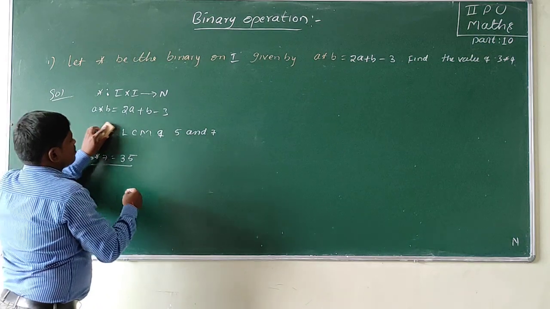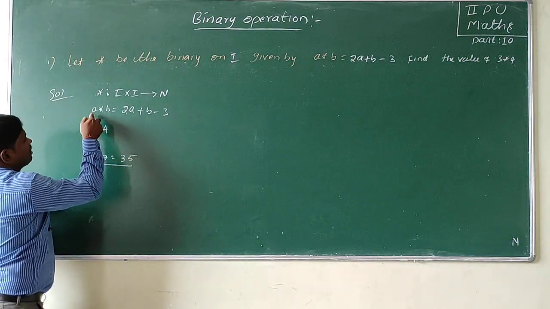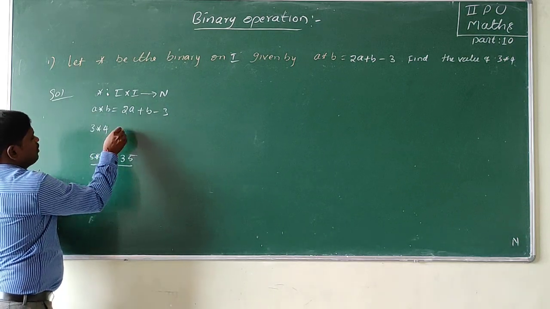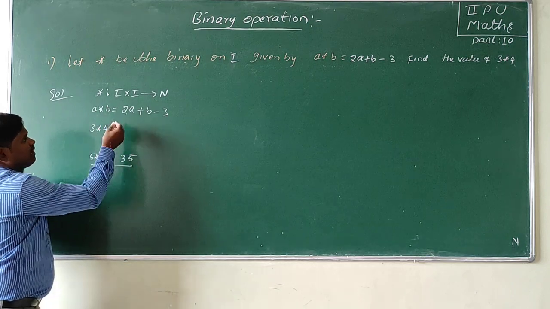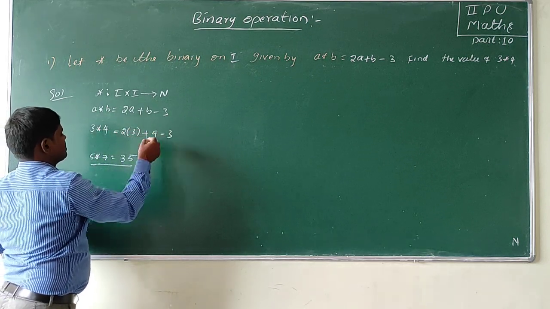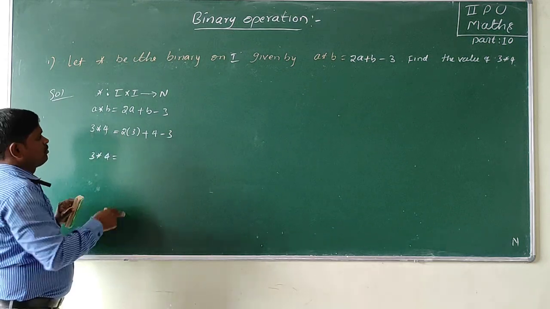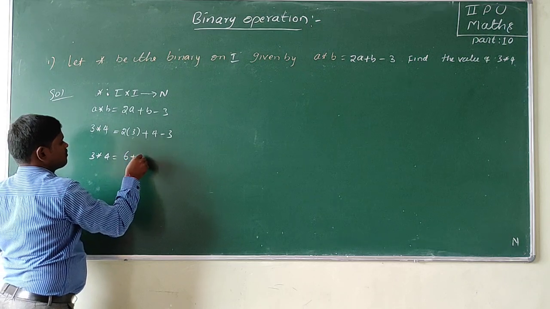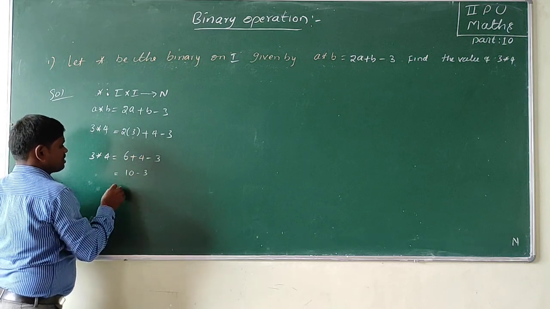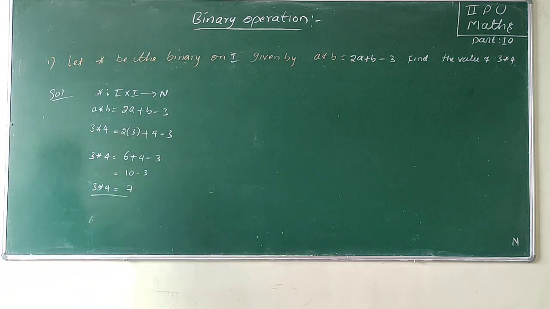We need to find 3 star 4. Here A is equal to 3 and B is equal to 4, so we replace A by 3 and B by 4. That is 2 into 3 plus 4 minus 3, which is 6 plus 4 minus 3, that is 10 minus 3, which is 7. This is 3 star 4. Okay, write it down.